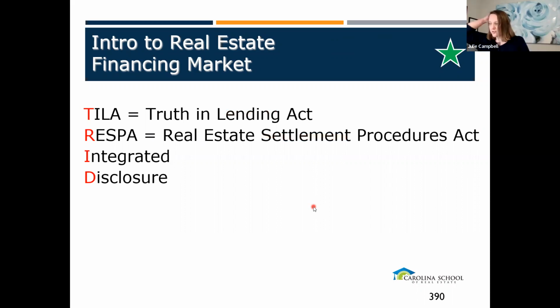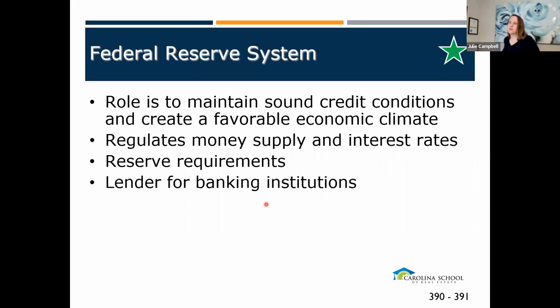So let's talk, starting on page 390. We got three different players in the mortgage lending game, we'll call it. The first set of players, the top tiers, are the feds, the Federal Reserve System. The feds are the ones that regulate money in the economy. Money going in, money coming out. Feds regulate money in the economy to help keep a stable market.